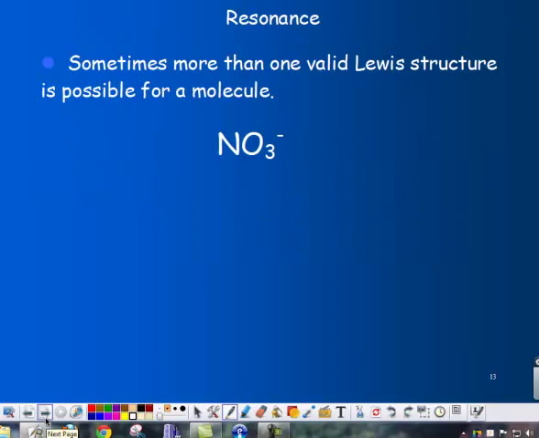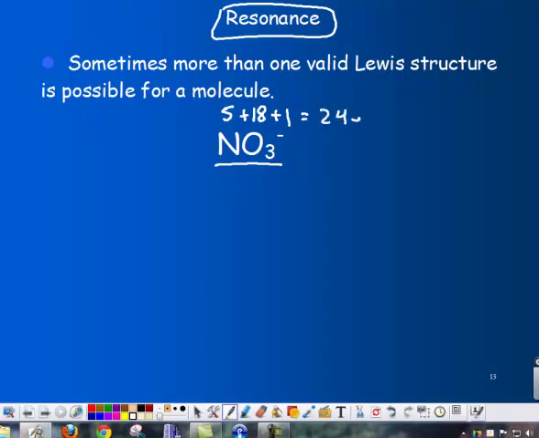All right, so where am I getting at with this? So we're going to talk about something called resonance. And it looks simple enough to start with. So what we're going to do is we're going to draw the Lewis structure for nitrate. So NO3 is the polyatomic ion nitrate. And what we've learned to do so far is count the number of electrons. So 5 plus 18 and then plus 1 for the negative charge gives us 24 electrons. All right, so nothing new there.